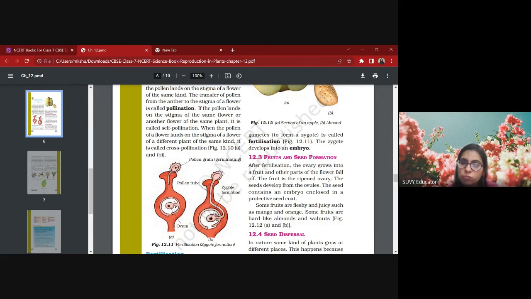The agents can be wind. Wind can carry the pollen grains to the stigma, or any insects. A butterfly sits on the flowers, and the pollen grains stick to the butterfly. When the butterfly moves to another plant, the pollen grains reach the stigma. So these are the agents. So we have discussed self-pollination and cross-pollination in unisexual flowers, and self-pollination in bisexual flowers.